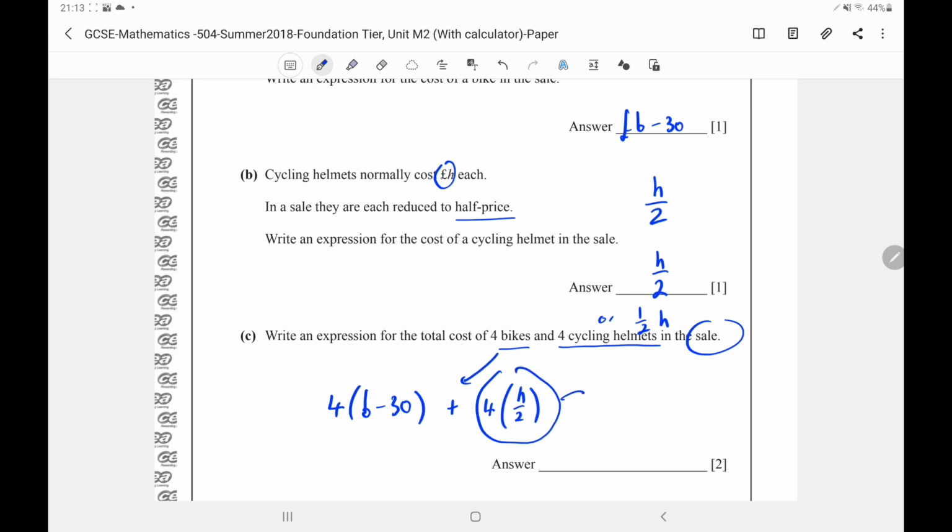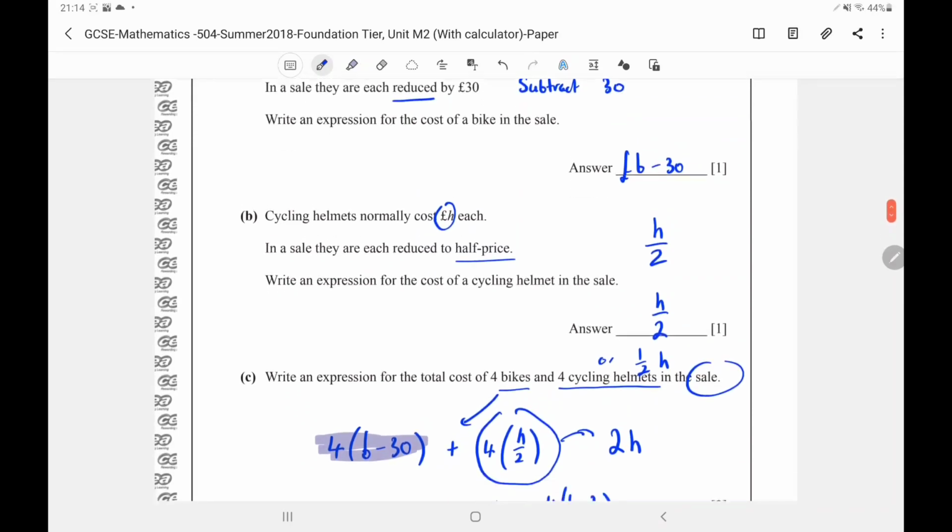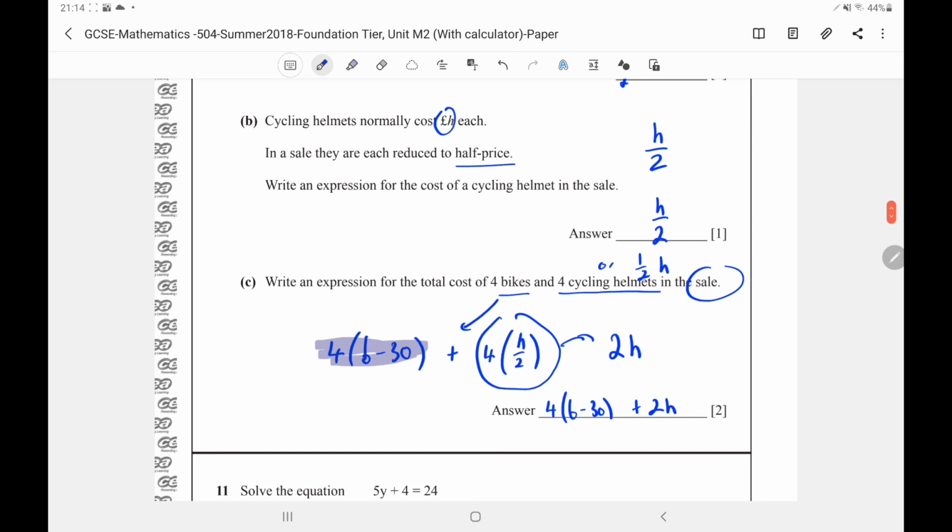Now you'll be expected to tidy this bit up. 4 times H over 2. Well, if you think about buying 4 things at half price, you're going to be paying the value of 2 of the original prices. So 4 times a half is the same as 2. So our final answer, in the mark scheme, they'll allow you to leave this as it is. So you can have 4 times the new sale price of the bikes, and then you'll have 2H. They will also accept 4B minus 120 plus 2H, because that's what you get when you multiply this bracket out.